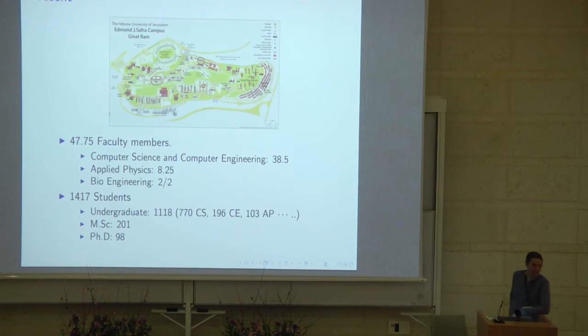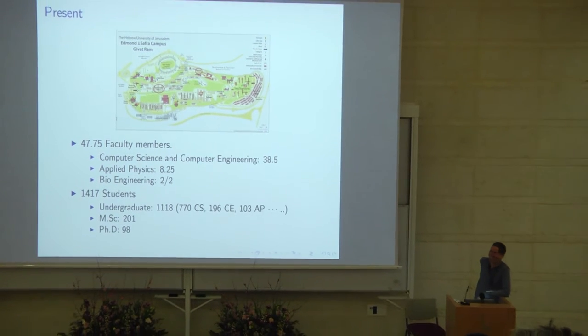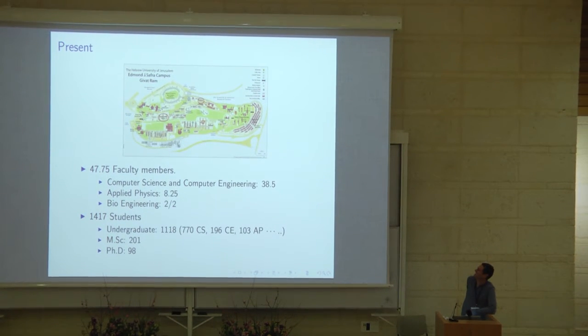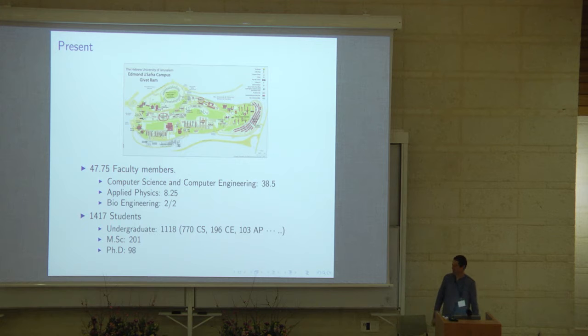So we have 47 3/4 faculty members. It's only at the Hebrew University that you can have fractional ones, situated across 3 buildings: the beautiful Rothberg buildings that you're inside, which have the computer science and computer engineering faculty, about 39 faculty members. We have another 8 or 9 faculty members who do applied physics, who sit in the Bergman building. And we have 2 half appointments in the bioengineering program, which sit in the Silverman building. We have over 1,400 students, of which 1,100 are undergrads, 200 are master's students, and about 100 do a PhD.